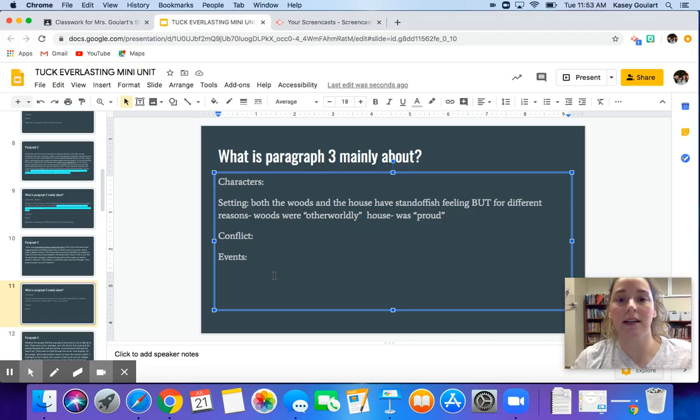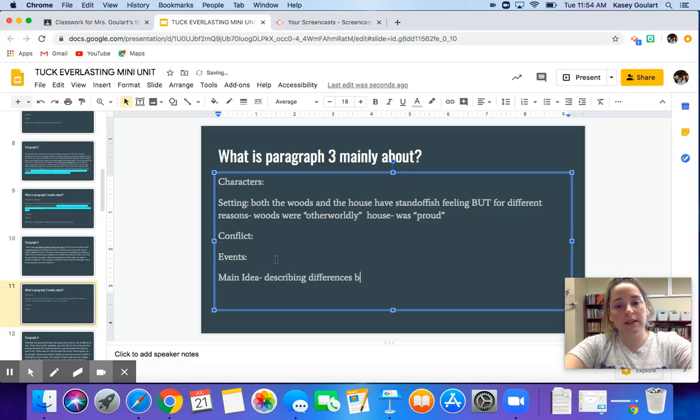Yeah, those are all good ideas. That's usually what I hear from students when we have this discussion. Now, the woods were more tranquil or peaceful, which is one of our vocab words, or otherworldly, which means it was probably what? Really quiet. It said it made you feel like you wanted to whisper as you walked by it. So they were probably very quiet and peaceful, which most woods typically are, okay? Now, events, no, we've already said that, but the main idea, yet again, describing differences of wood and house. Very good job.